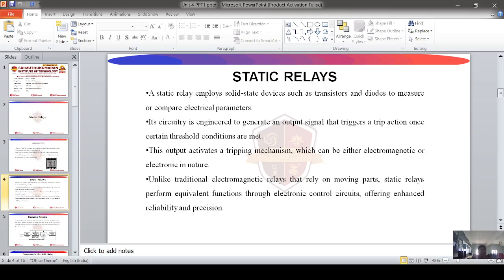Static relays. Static relays employ solid-state devices such as transistors and diodes to measure or compare electrical parameters. Its circuitry is engineered to generate an output signal that triggers a trip action once certain threshold conditions are met. This output activates a tripping mechanism, which can be either electromagnetic or electronic in nature. Unlike traditional electromagnetic relays that rely on moving parts, static relays perform equivalent functions through electronic control circuits, offering enhanced reliability and precision.